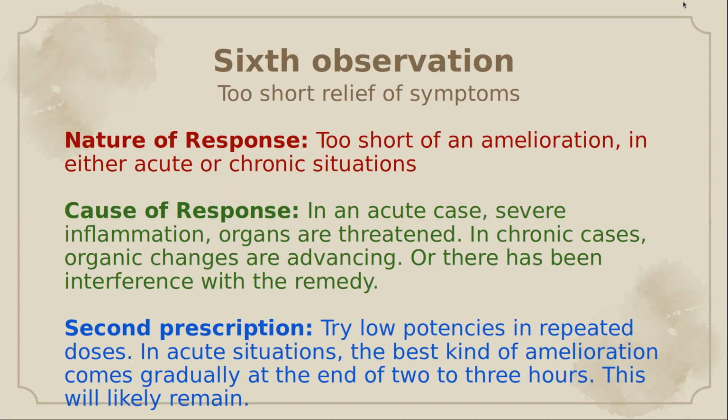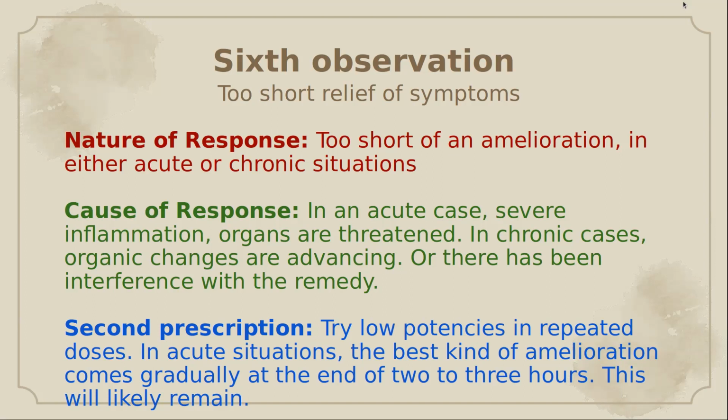In acute cases, there was severe inflammation. The organs are threatened. There is a high grade of inflammation, so the symptoms revert back. There was a short period of amelioration. But in chronic cases, the organic changes are advancing, so the case is going to the advanced stage. So there was relief for a very short period of time.